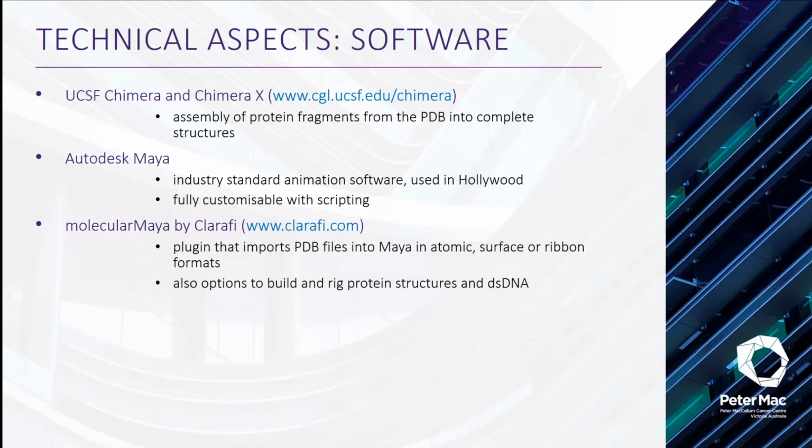I use a wonderful plugin called Molecular Maya by Clarify. And this is fantastic because it allows you to import structures from the PDB into the animation software in atomic, surface, or ribbon formats. It also allows you to build protein and nucleic acid structures, which is what I use it for a lot as well. It allows you to rig them, not using joints and bones, but using a particle system. And it also allows you to build and rig double-stranded DNA, which is very handy.